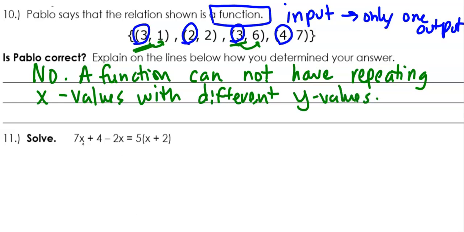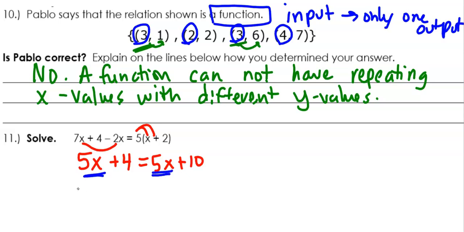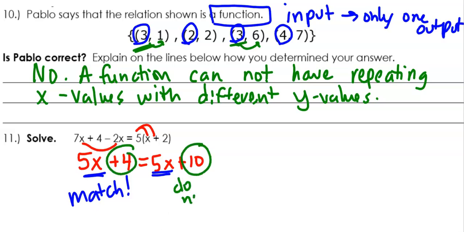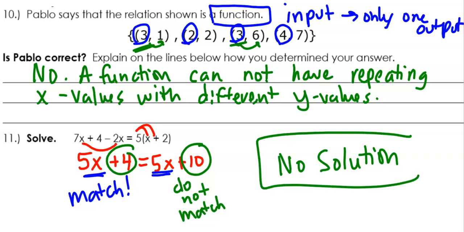Last question. To solve this equation, you're going to combine like terms on the left and you're going to distribute on the right. Now stop and take a look. Do you notice something about your variable terms? They match. But what about your constant terms? They do not match. And when something like this happens, that's a special solution. In this case, it's no solution, or the math symbol empty set. And that concludes homework number 13.